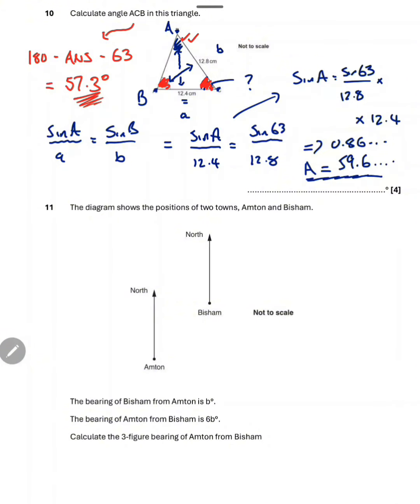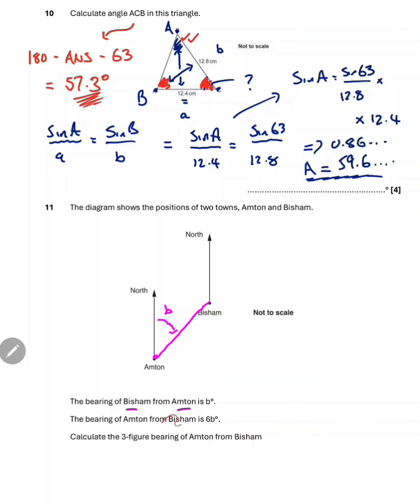Question 11, bit of a monster of a bearings question. It's algebra and bearings, so that's a bit gross. It says the bearing of Bisham from Ampton, so that's from here, is b. A bearing comes from north and is clockwise. So we're from Ampton, that's where we stood. That bearing there is b.